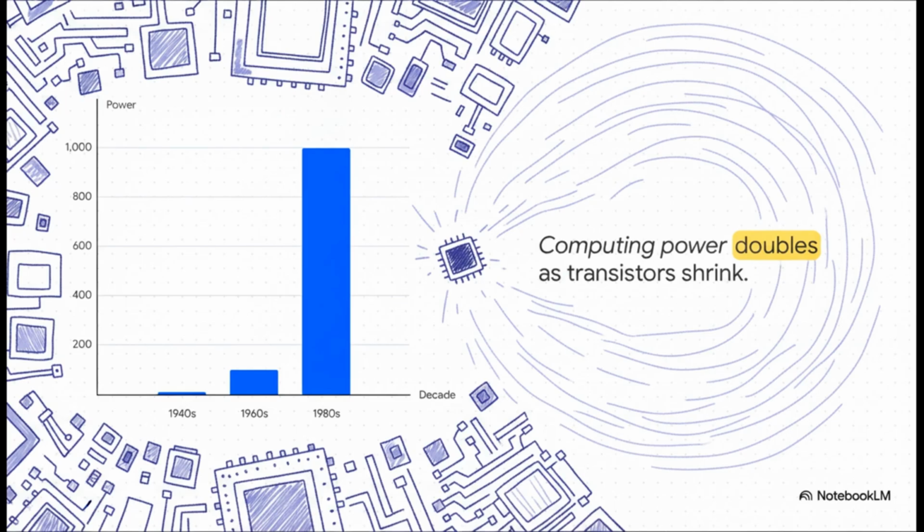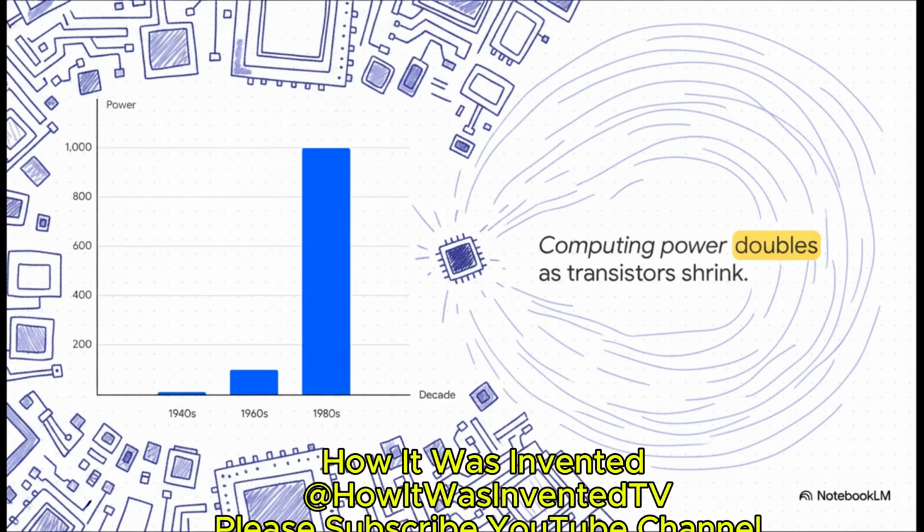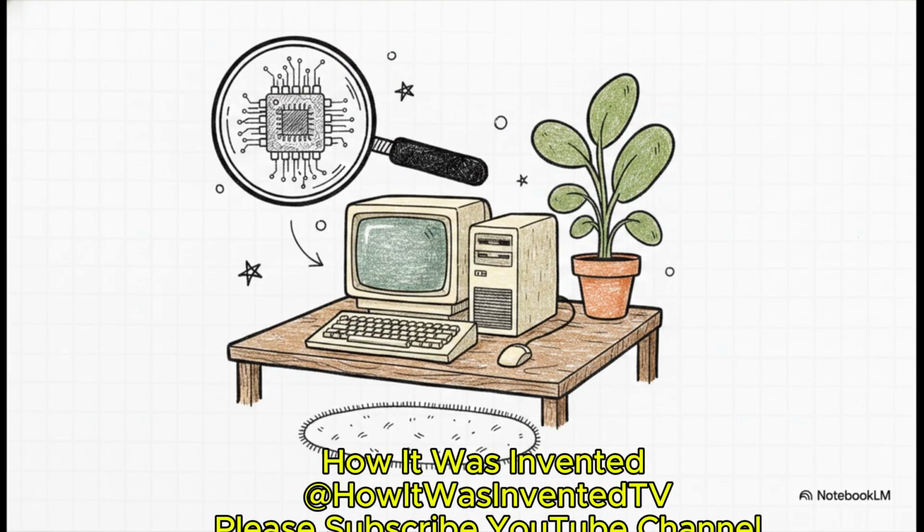As these silicon switches got smaller, they could pack more of them onto a single chip. Computing power just absolutely skyrockets. By the 1980s, roughly doubling every couple of years. The brains of the machine were suddenly pulling off billions of operations a second on a sliver of material literally smaller than your fingernail. Because these microprocessors were getting so incredibly tiny and so affordable, a monumental shift happened.